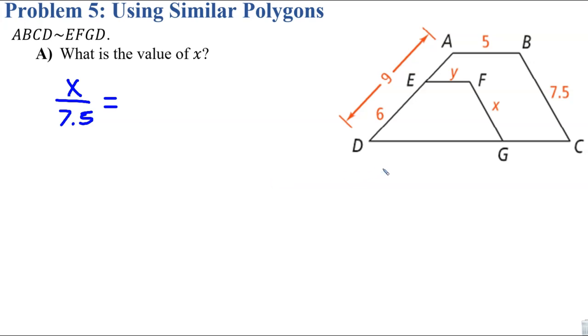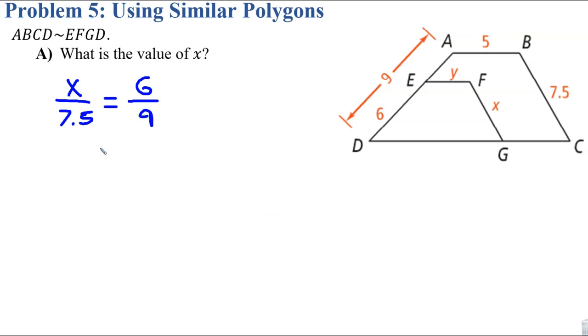So what I can do then is I can use the sides I know, the 6 and the 9, to write a proportion. We'll put the 6 on top because the 6 and the x are both the smaller sides of the smaller trapezoid. And the 9 on the bottom, that matches up with the 7.5. They're both the sides of the larger trapezoid. And then I have a proportion I can solve. I can simply cross multiply and divide.